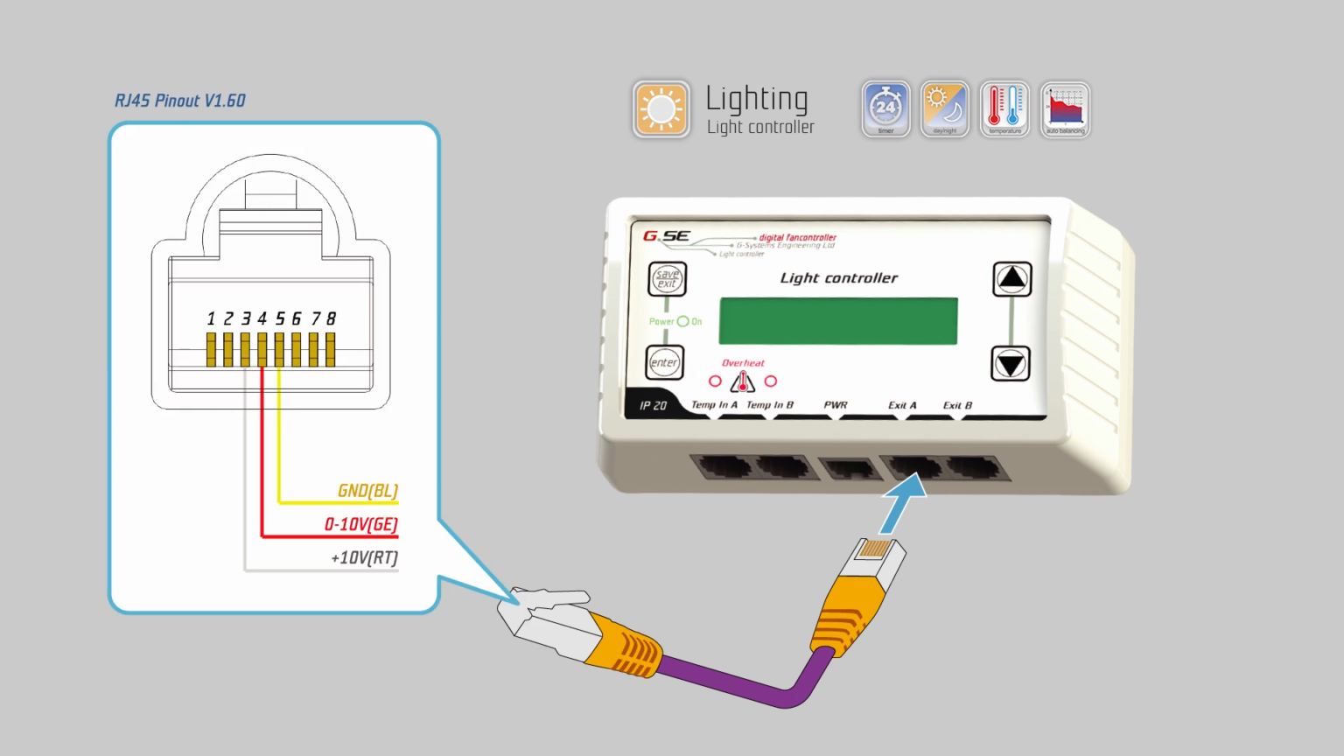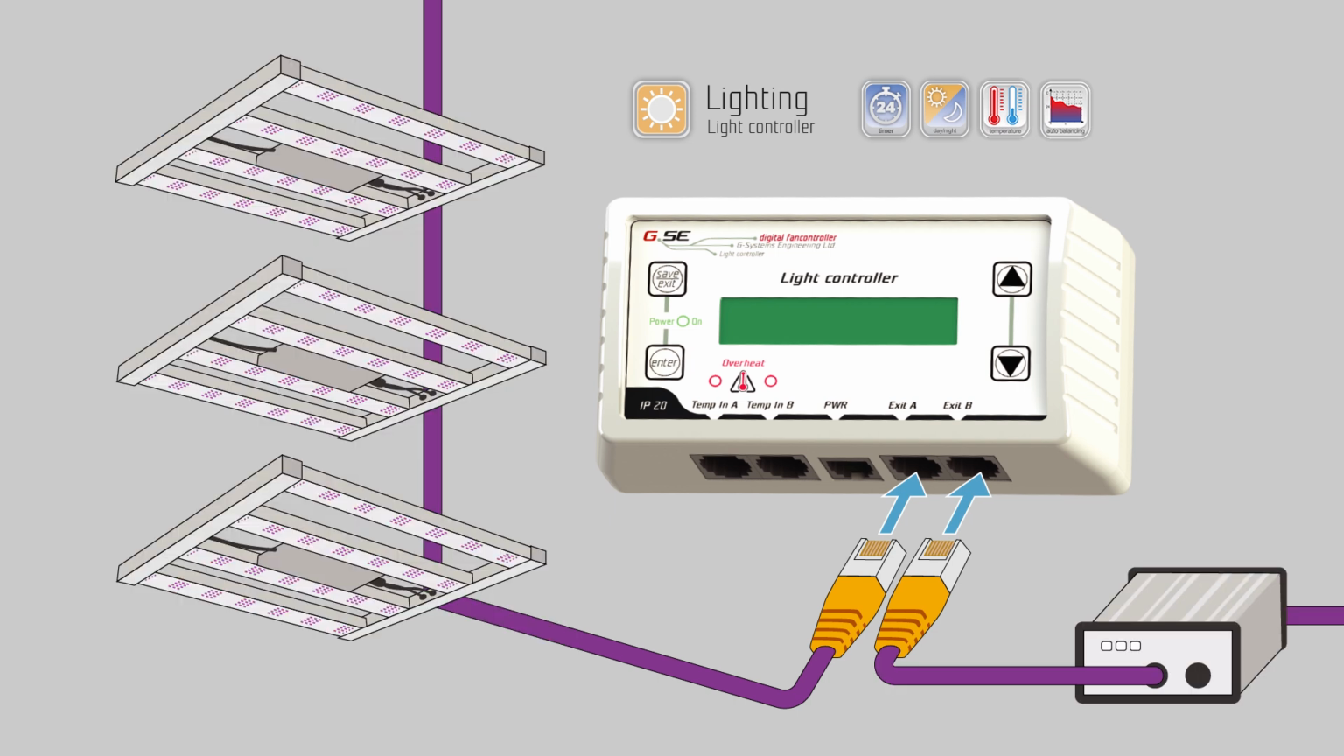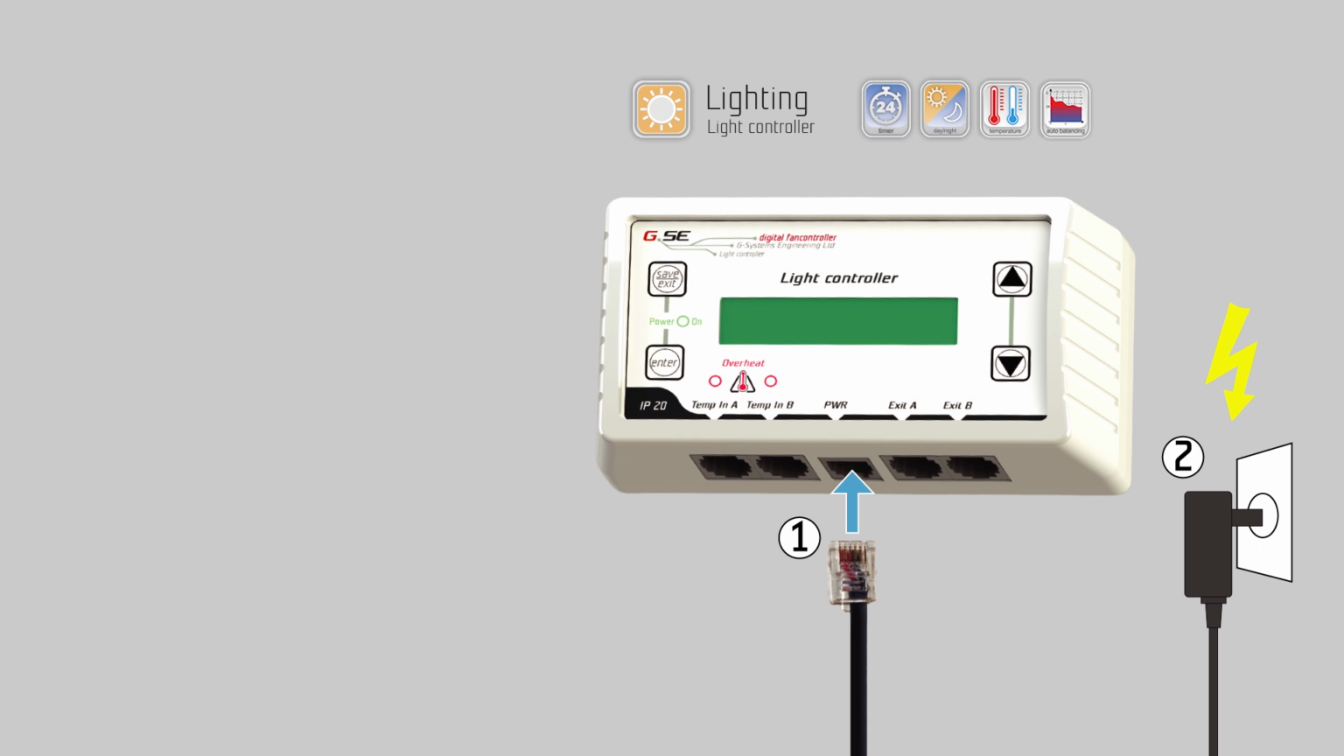If you didn't purchase a lamp cable, you can connect them according to this schematic. For the RJ45 connector, on pin 5 connect the ground GND, on pin 4 the signal 0 to 10 volts or PWM, and on pin 3, the plus 10 volts power supply, if provided from the lamp. If the dimmable ballasts or LED light provide more than 10 volts power to the controller, it starts working immediately. If not, connect the power supply to the PWR socket.